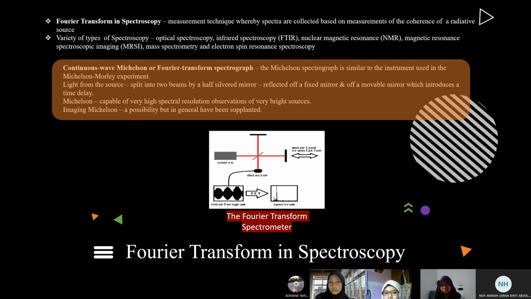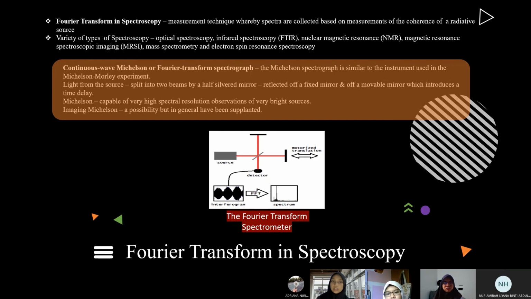The beams interfere, allowing the temporal coherence of the light to be measured at each different time delay setting. It is effectively converting the time domain into a spatial coordinate. By making measurements of the signal at many discrete positions of the movable mirror, the spectrum can be reconstructed using a Fourier transform of the temporal coherence of the light. Next, it is also capable of very high spectral resolution observation of very bright sources.